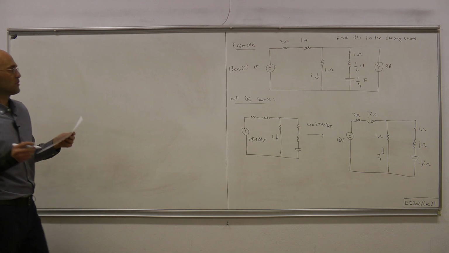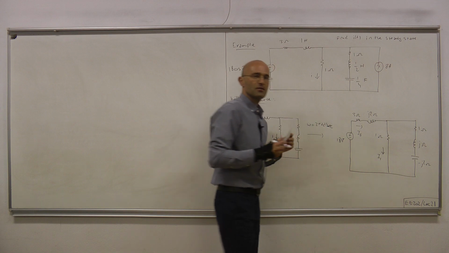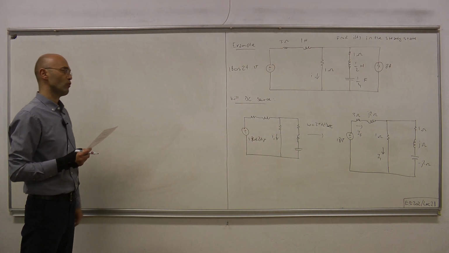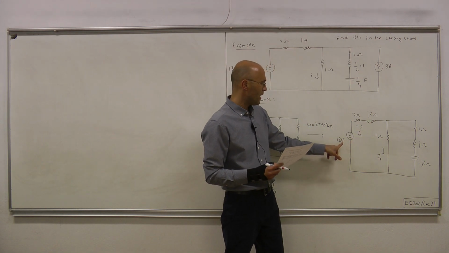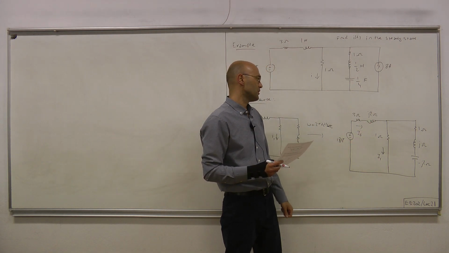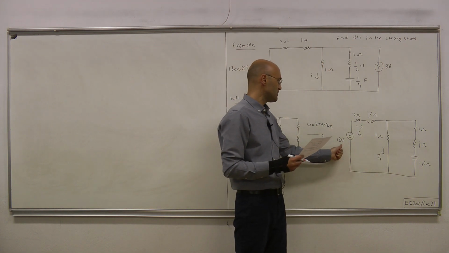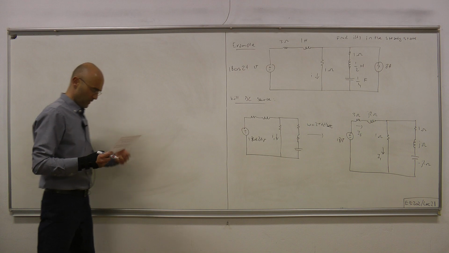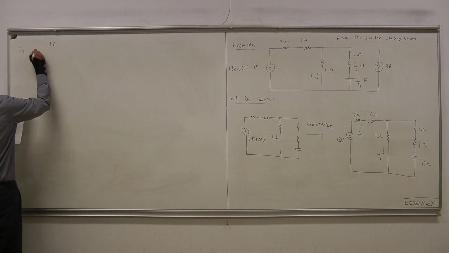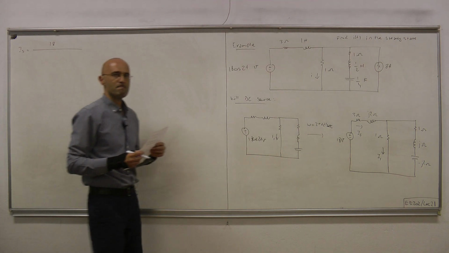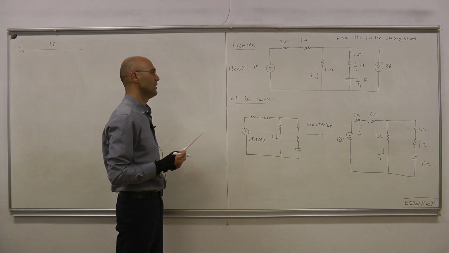Okay, so let's call this current IS, the current extracted from the input. We can figure out IS by simply dividing the source voltage by the equivalent or effective impedance seen by the input. So IS therefore equals the voltage 18 divided by the impedance seen by the input.